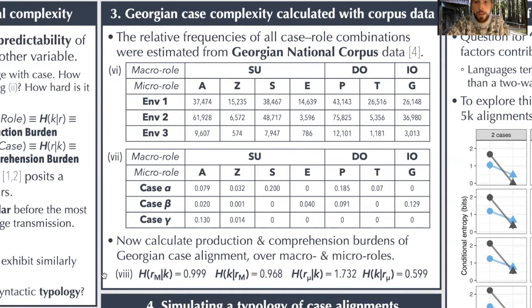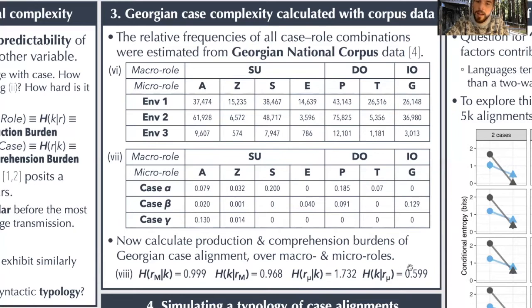which means it's about as easy to either predict the intended macro role of an inflected noun, or to inflect a noun for the right case given an intended syntactic micro role. It's about as hard to do both of those things as it is to predict a coin toss. The micro role values, on the other hand, are a little different. The comprehension burden is higher, and I think that makes sense because there are just so many more micro roles than there are macro roles. It's kind of just a measure of the granularity of the columns, really.